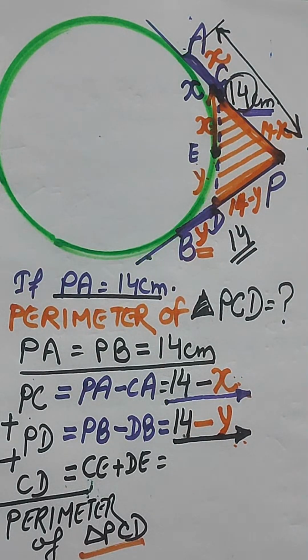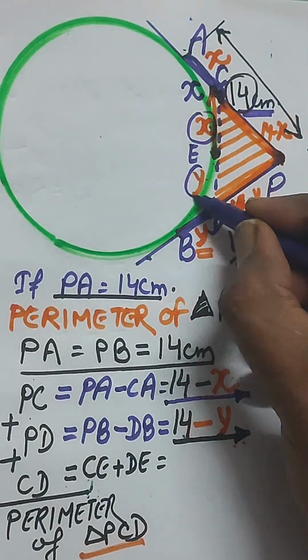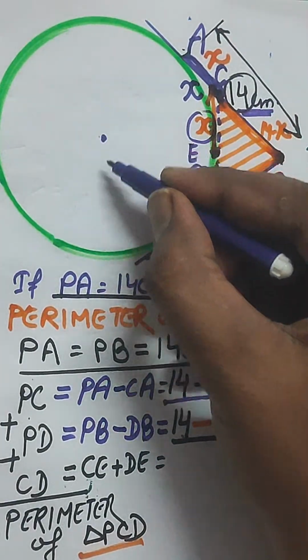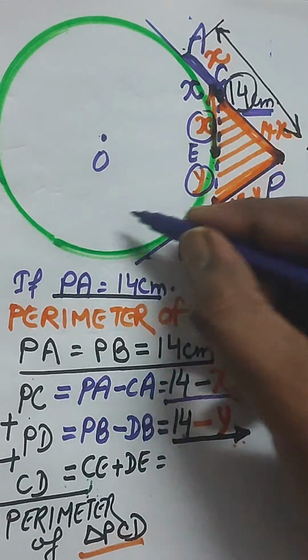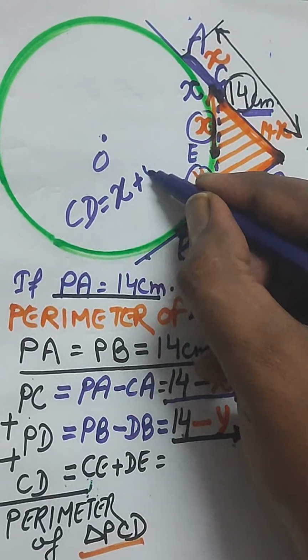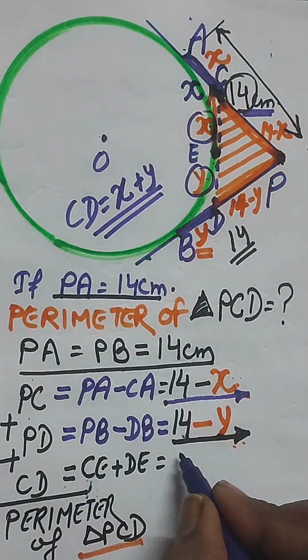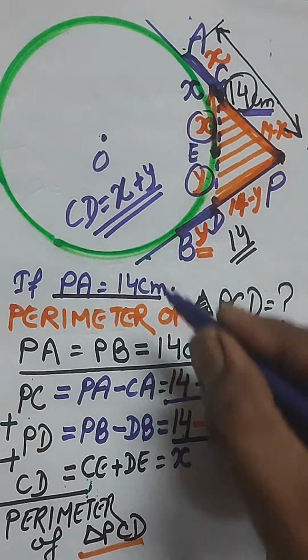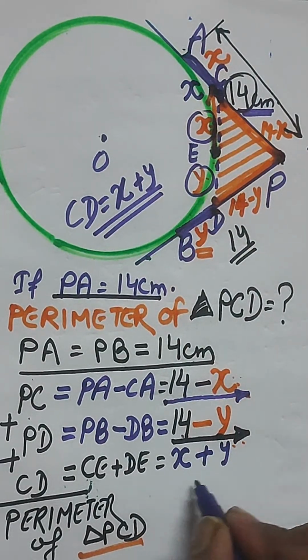So you get this length as x plus y. So x plus y is CD. CD is equal to nothing but x plus y, right? CE is x, putting it over again, x plus y.